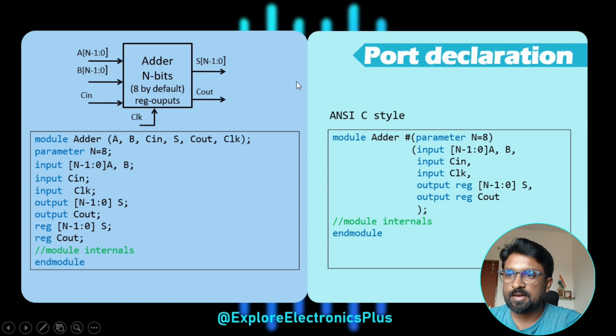And similarly, in the ANSI C style, the parameter will be declared before the port definition with the hash keyword, like this, as soon as you write the module name. So these are the two examples, the different ways of declaring the ports and the parameters.